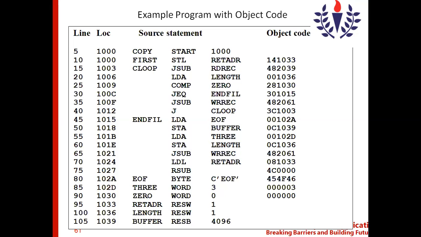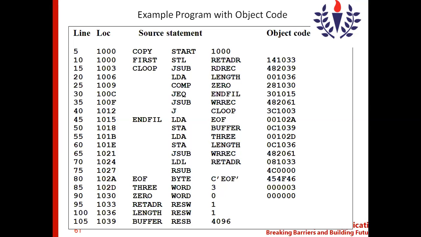Now, if you look at line number 10 again, the first step is that STL will be converted into 14 and RETADR will be converted into 1033. As we have already seen, line number 95 has the definition of RETADR at address 1033. That is how we assign the address for the symbol. So this is how the conversion takes place. The same thing will be followed for all the remaining instructions except a few.